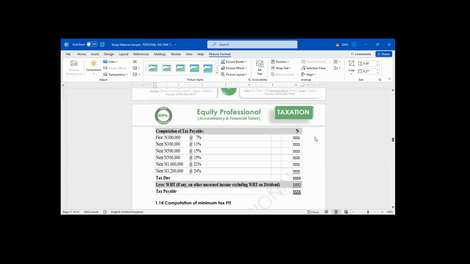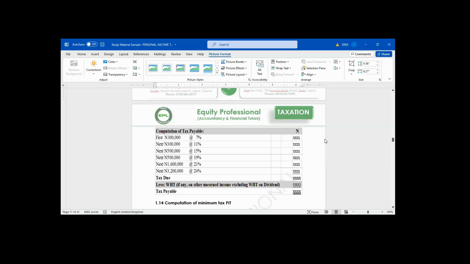I want to ask a question. Assuming my chargeable income is 950,000. So how do I compute my personal income tax? Who can tell me? If my chargeable income is 950,000, how do I compute my personal income tax?